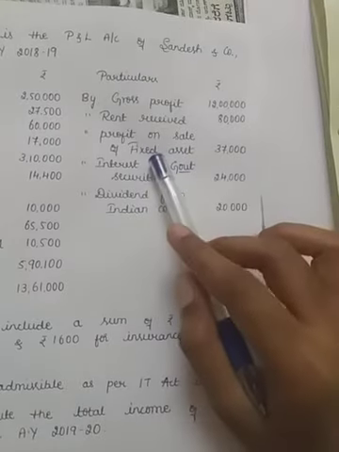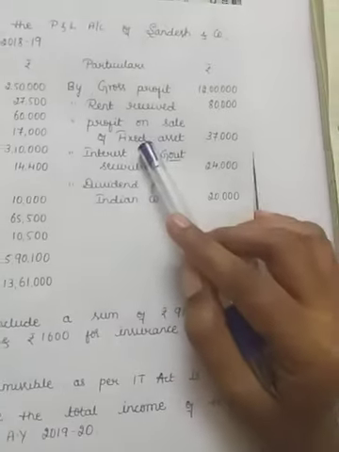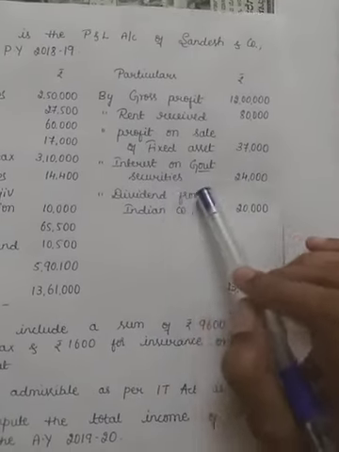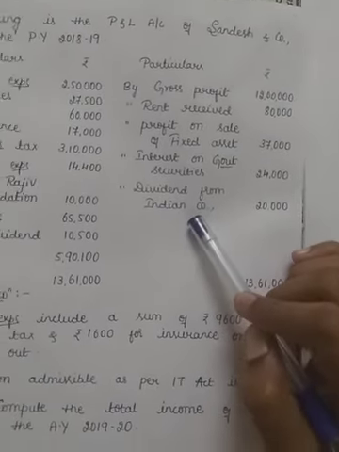Profit on sale of fixed asset, to which head does this belong? Capital gains. Interest on government securities belongs to other sources. Then dividend from an Indian company belongs to other sources.